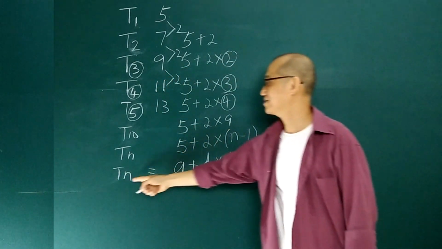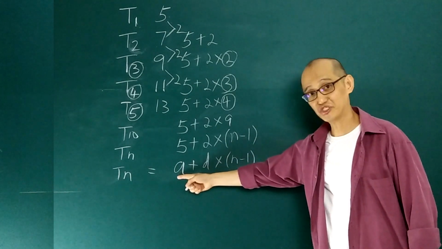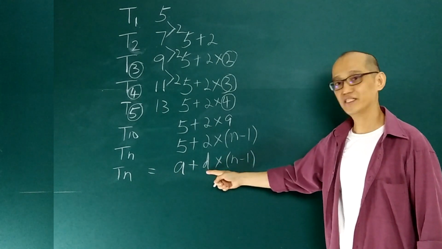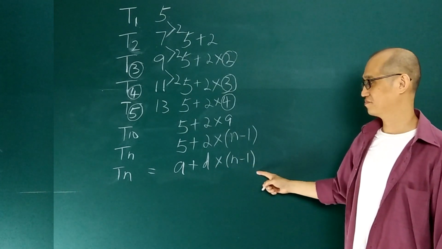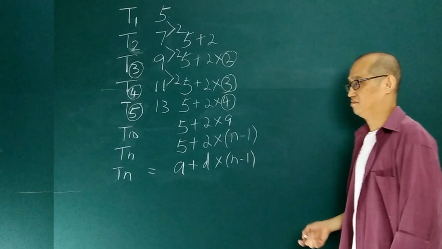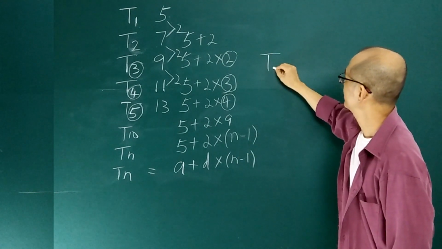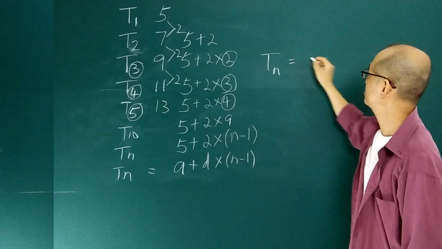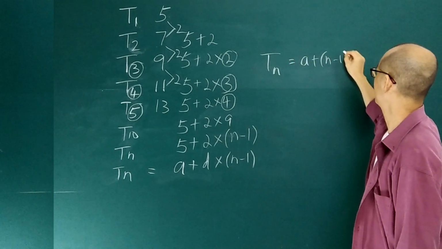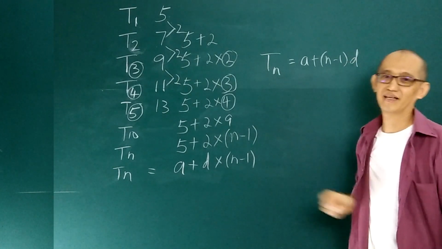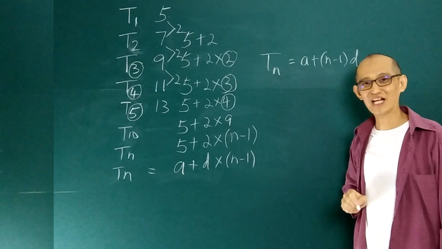So to get the nth term is going to be a, the first term, plus d, which is the common difference, times n minus 1. Or we can more commonly rearrange it to become Tn equal a plus n minus 1 d. That's the equation that we are going to use for arithmetic progression.